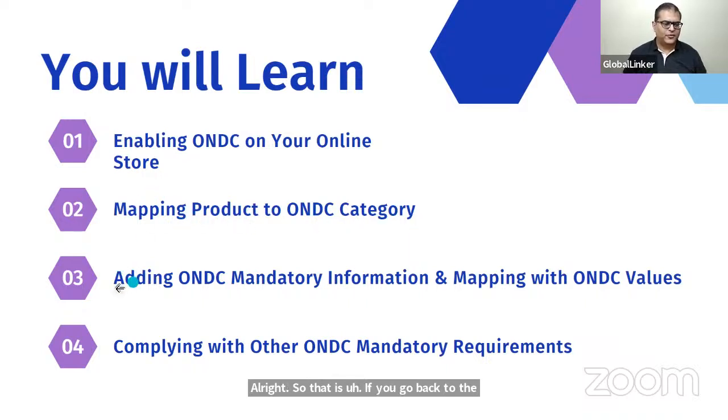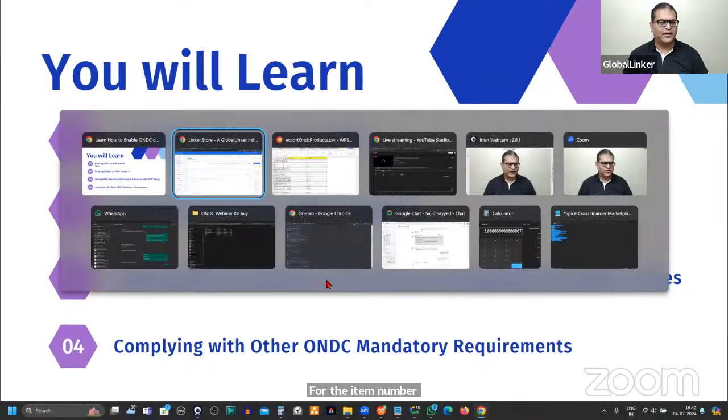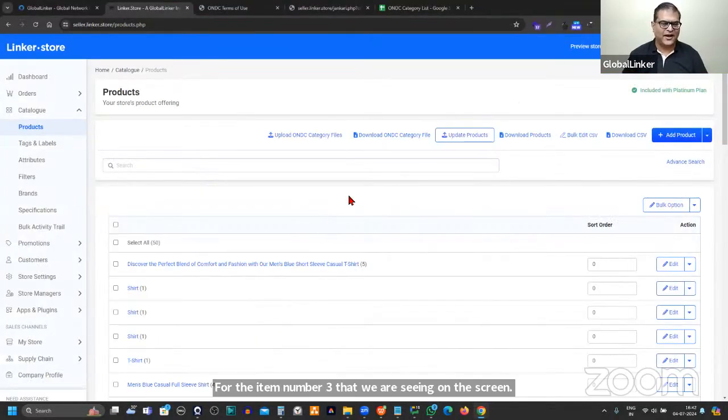All right. Now we have to go to action item number 3. Now action item number 3 is a little elaborate because it has two parts: adding mandatory information and mapping with ONDC value. So we'll take up both the points separately. Like there are individual action items that we have to take for the item number 3 that we are seeing on the screen. So let's go back to the seller panel. Let's try to understand each action item.